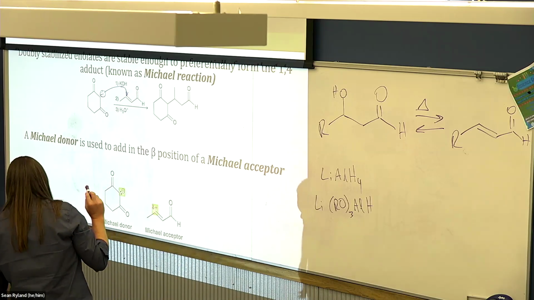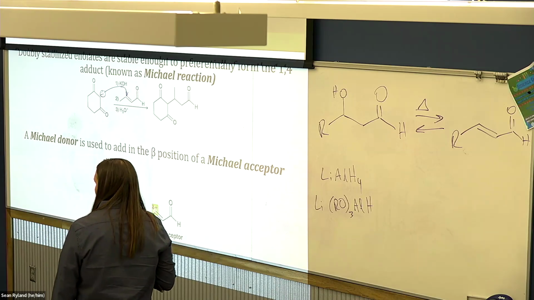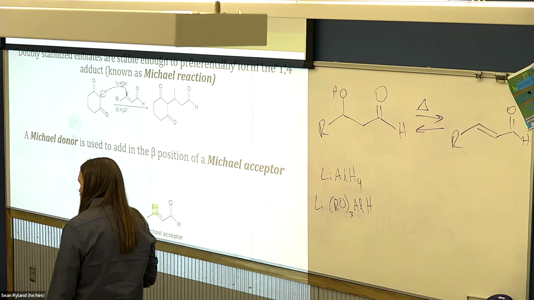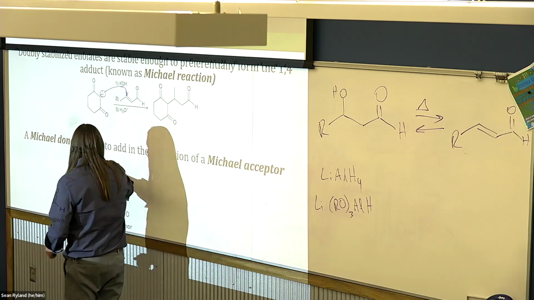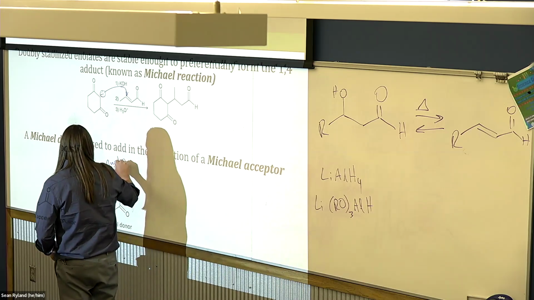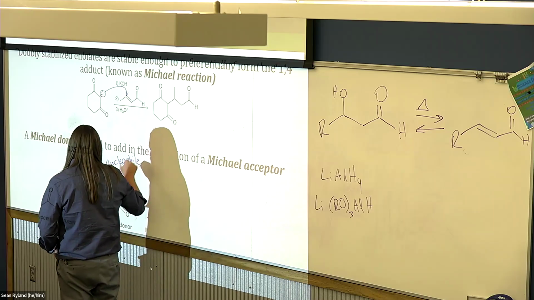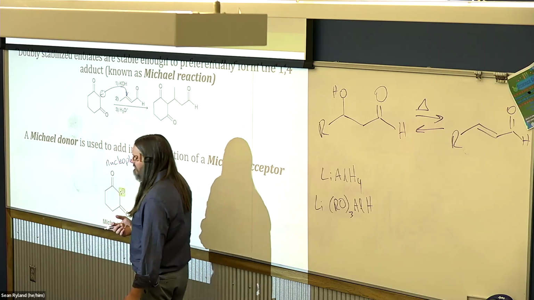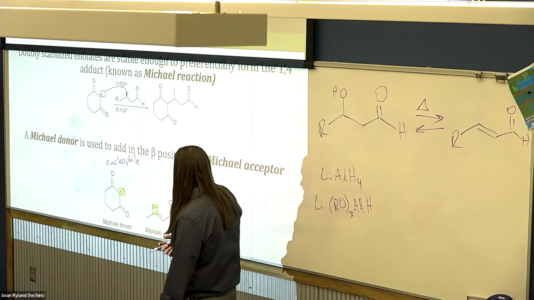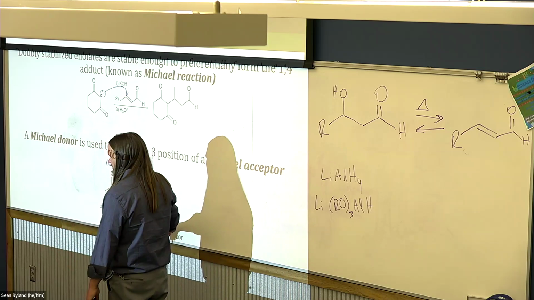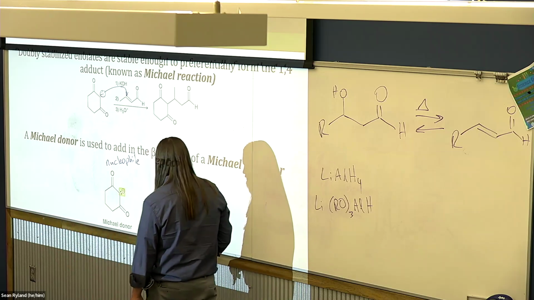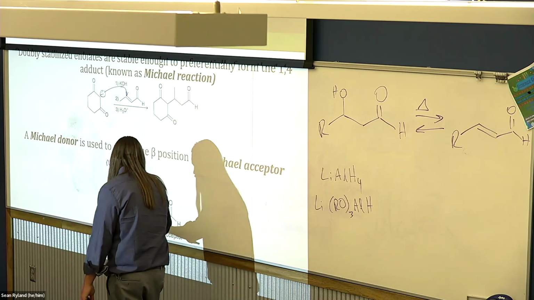And I'm not sure why they changed the language on this from nucleophile to Michael donor and Michael acceptor, but they did. The Michael donor is just going to be our nucleophile. It's just a very specific nucleophile that's a doubly stabilized enolate. And our Michael acceptor is going to be the nucleophile target, and specifically the beta carbon.